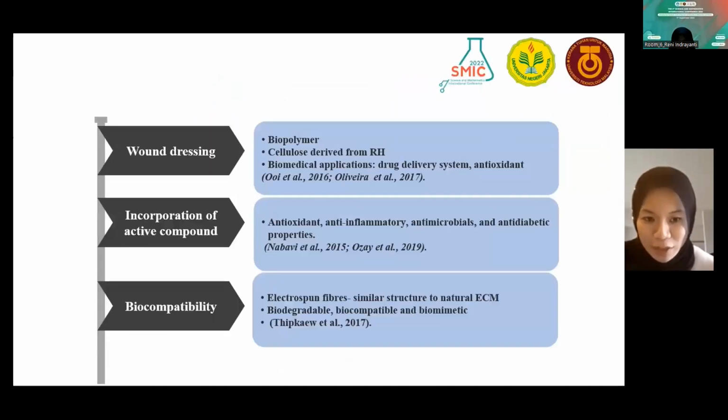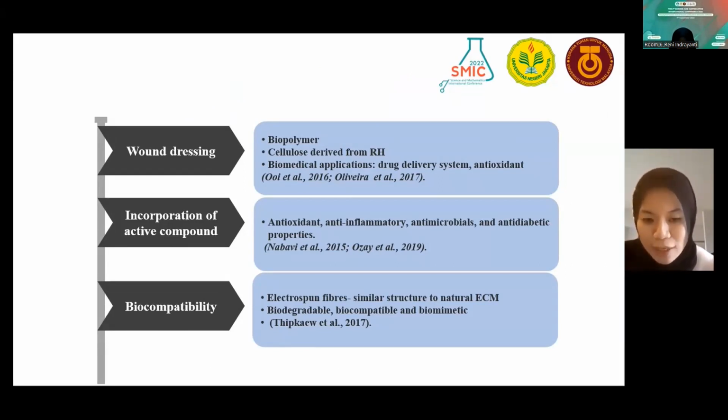So as for the introduction, diabetes is one of the contributors to chronic wounds, and wound care management is essential in treating diabetic wounds. Natural polymers or biopolymers are now explored for the fabrication of dressings, and hence I would like to elucidate the potential use of cellulose derived from rice husk to be explored as a wound dressing.